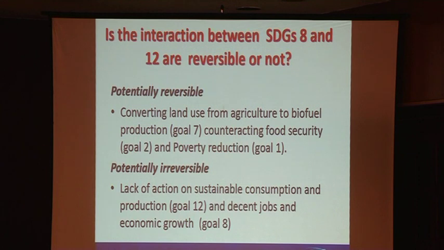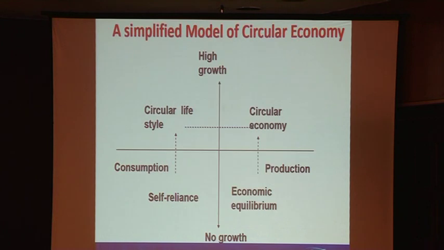And here we can find that some of the linkages between the SDGs are reversible, particularly in goal 7, goal 2 and goal 1, but it cannot happen with goal 12 and goal 8. This is basically a repetition of what Professor Gupta mentioned about how our future consumption and future production could happen. We need growth, we need a high growth.